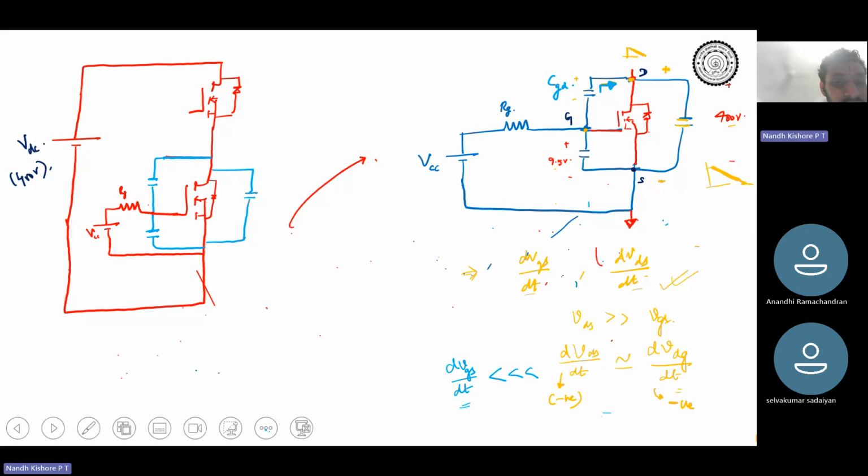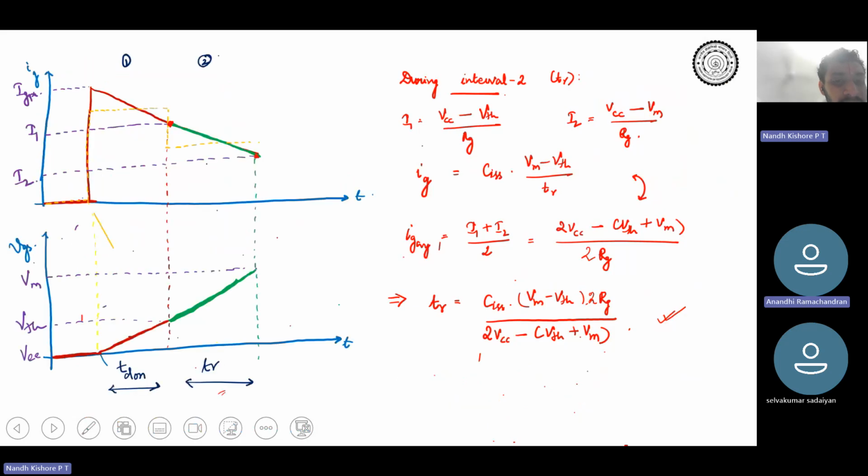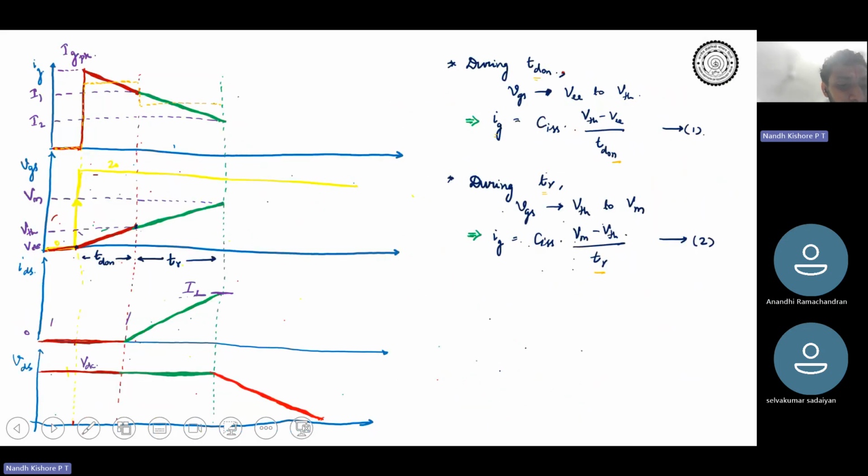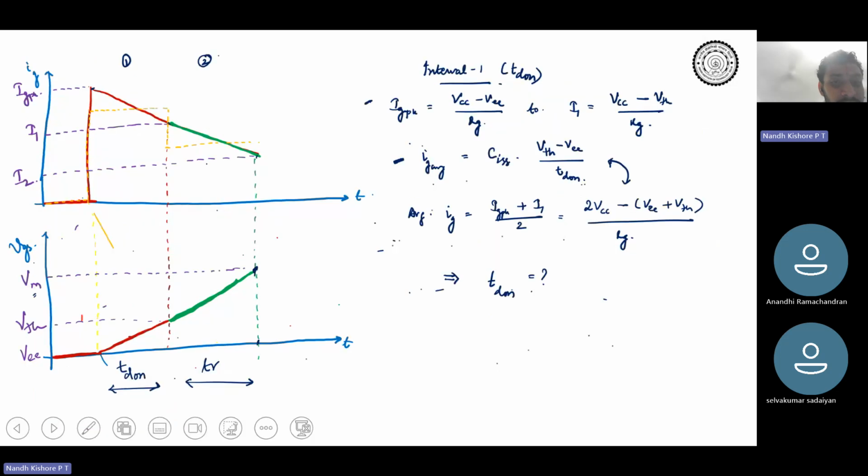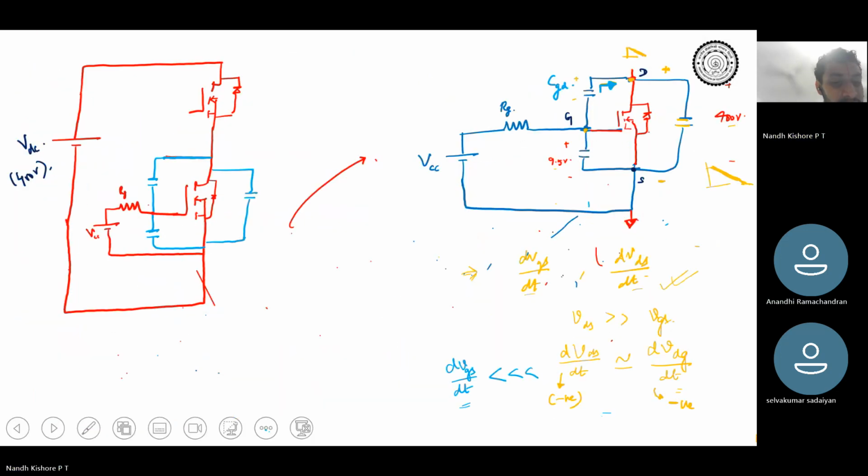Correct? So during this particular interval, what I can do is draw the gate source voltage as almost constant. The major part of the dV by dt appears across drain to source and drain to gate, not gate to source. So you see over here that the gate current comes like this. It sees two paths, one through CGD and the other through CGS.